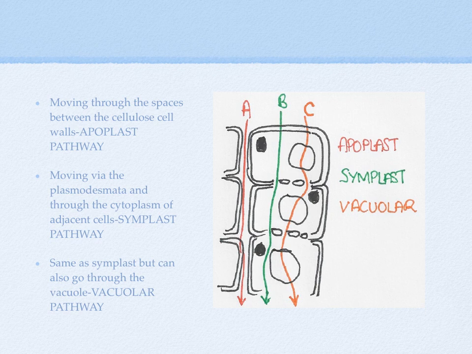Since water travelling by the apoplast pathway does not have to pass through the plasma membrane, it can carry inorganic ions, plant hormones, proteins, sugars, etc., etc. And this is quite important, so remember that for the next slide, please.